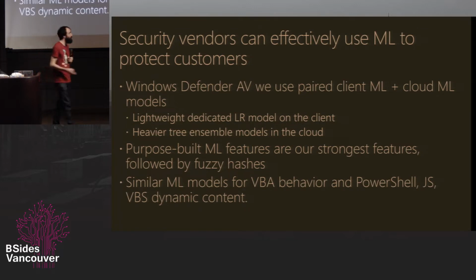We also have built machine learning models specific to each one of those scenarios, each one of those AMSI scenarios. So we cover the VBA behavior, PowerShell, JavaScript, and VBScript dynamic contents as well, where we did a very similar feature deployment process to decide which are the most important character n-grams to deploy to describe each one of those content type scans.